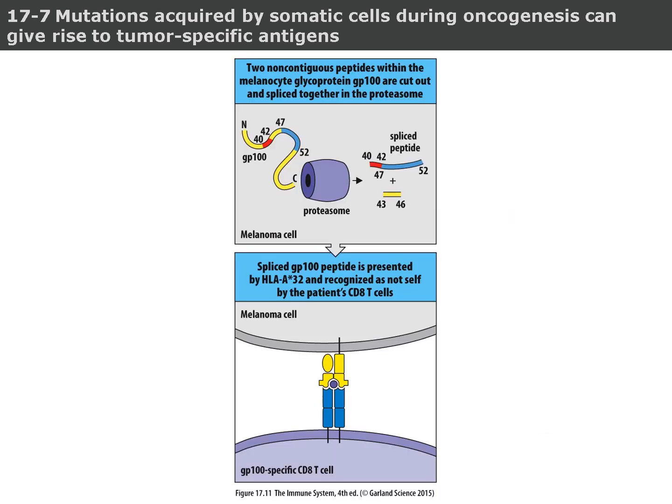This figure shows how a novel tumor-specific antigen can be generated through peptide splicing. In melanoma cells, two non-contiguous segments of the GP100 protein are cut out and spliced together by the proteasome, creating a new peptide that does not exist naturally in normal cells. This spliced peptide is then presented on the surface of melanoma cells by HLA-32 molecules. Patient cytotoxic T cells recognize this spliced peptide as foreign, enabling an immune response directed specifically against the tumor.